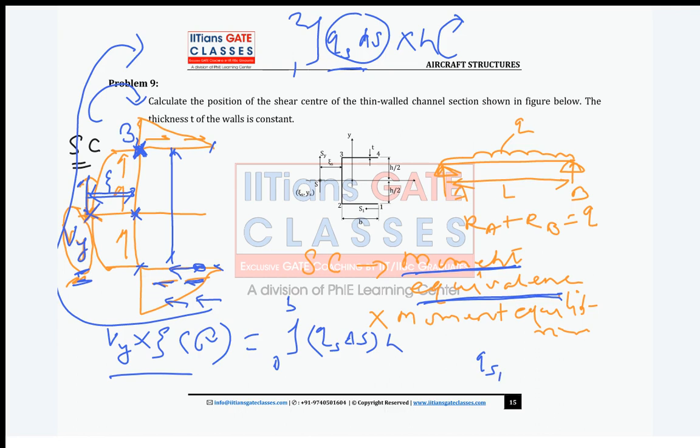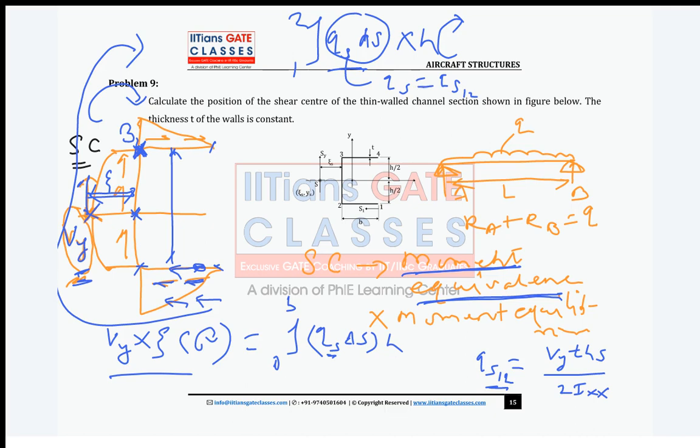The variation of shear flow. What was it? It was Vy t h s upon 2 Ixx. Yes or no? This was the variation, yes or no? Now, guys, you substitute this variation here, because in this, what is your qs? qs is nothing but qs 1 to 2, right? Because we are talking about 1 to 2.